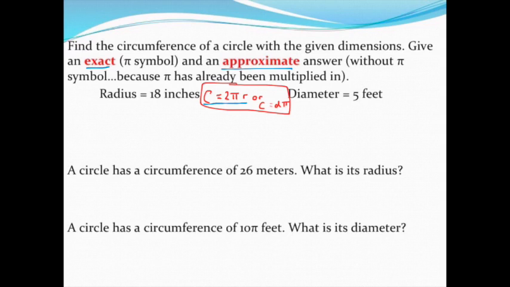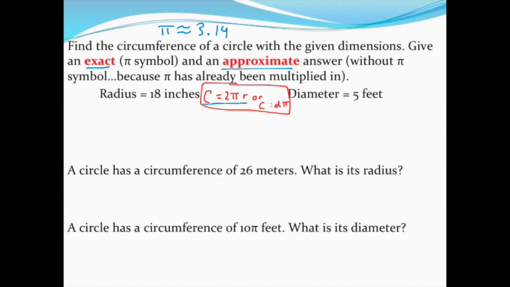As soon as we plug any value in for pi, no matter how many digits we plug in, it's always going to be an approximation. You guys know that typically we use 3.14 for pi. We could use several more digits if we want to be more accurate, but it would still be an approximation if we don't have that symbol.